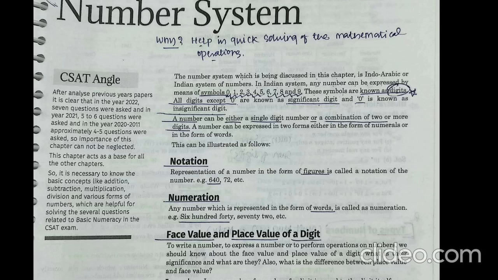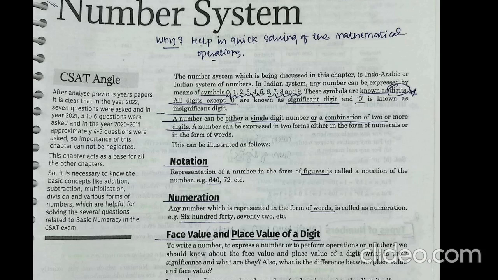Among those digits, they can be further classified into two names. What are those? Significant and insignificant digits. Significant digits are those from 1 to 9, and the insignificant digit is only 0. Then what do we mean by number? A number can be either a single digit or a combination of two or more digits. Now we have understood what a number is.